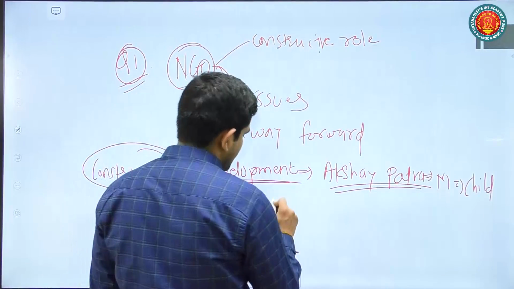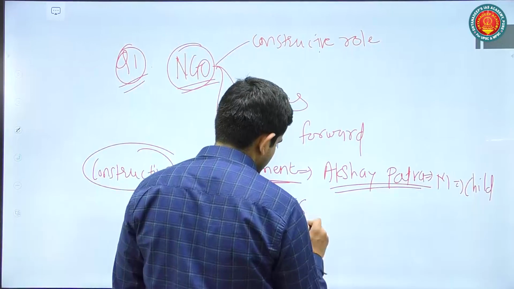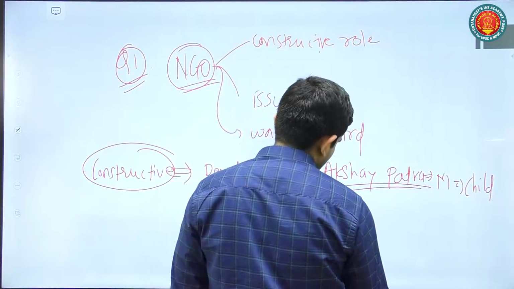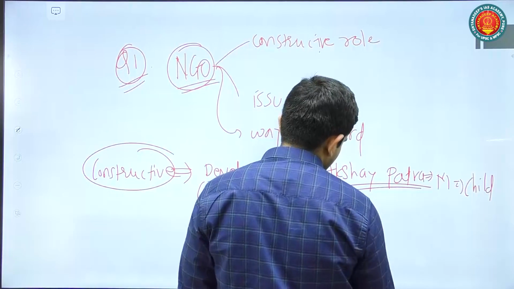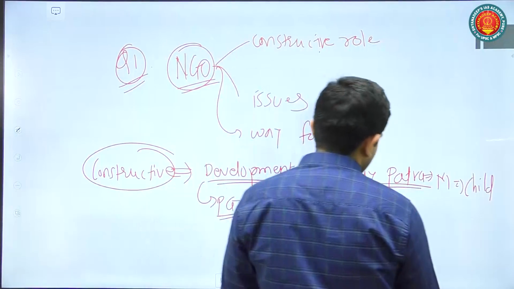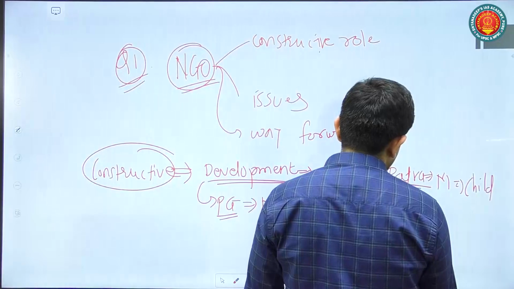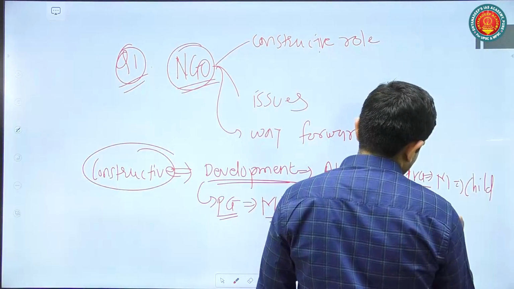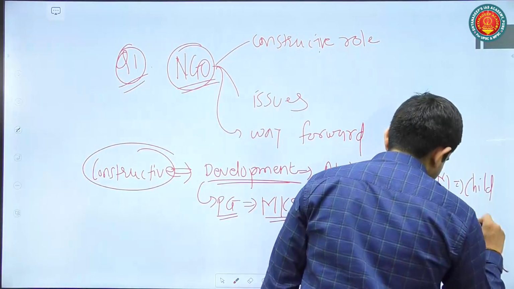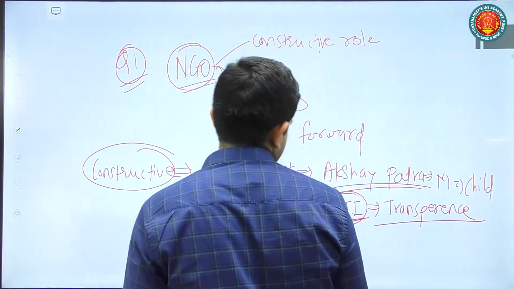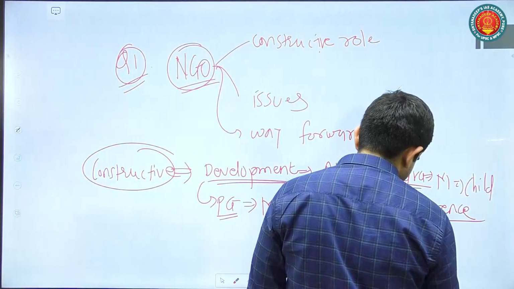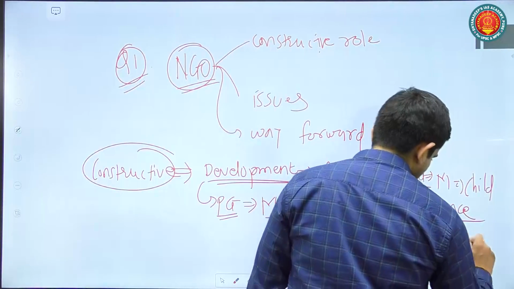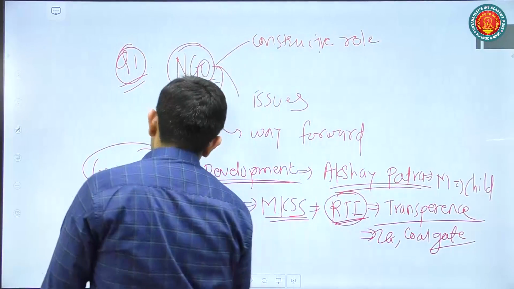For example, MKSS, Mazdoor Kisan Shakti Sangathan, is an NGO which acted as a pressure group to enact the Right to Information Act, which has played a good part in making our governance very transparent. It has unearthed various scams like the 2G spectrum scam, then the Commonwealth scam, etc. That also you can mention.